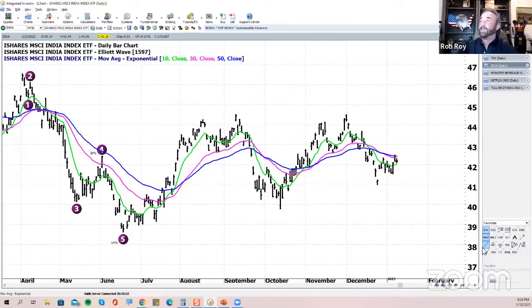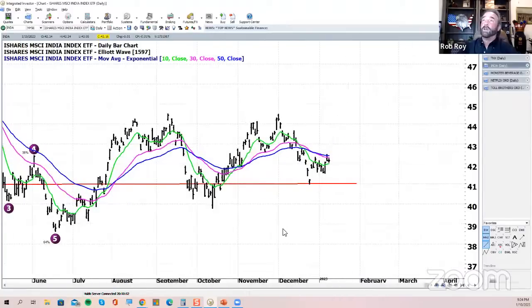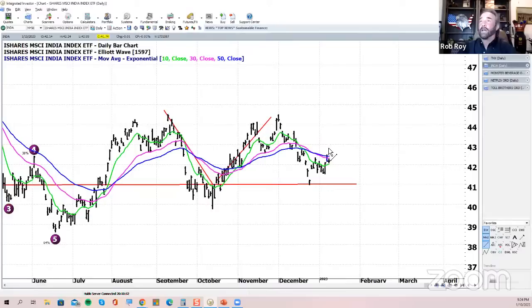It's in the same scenario as the SPY and the Qs now, where we have this wave 5 that ended in June. And now we're going through these corrective moves and trying to figure out where the next move from an impulse standpoint is going to be. And you can see here, a real big flat is basically what we have on the INDA, and it came down and tested that level of 41.